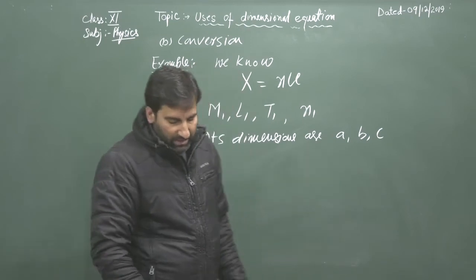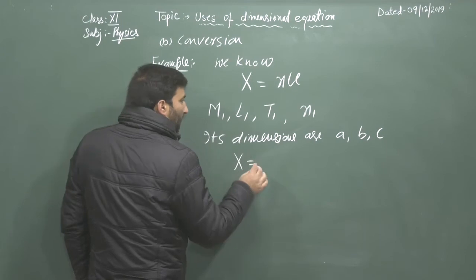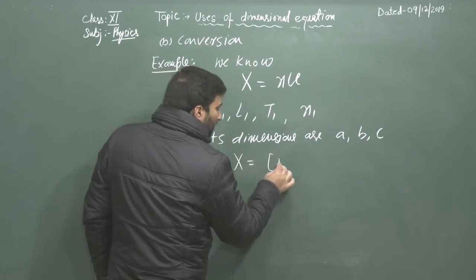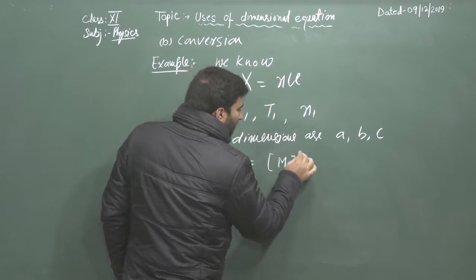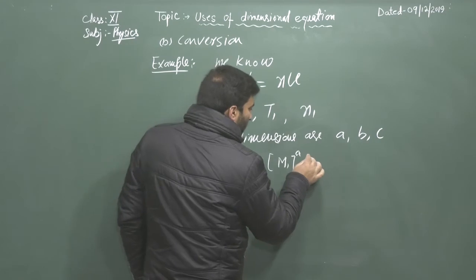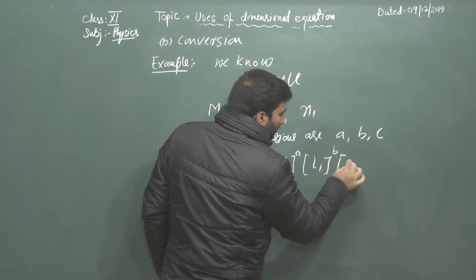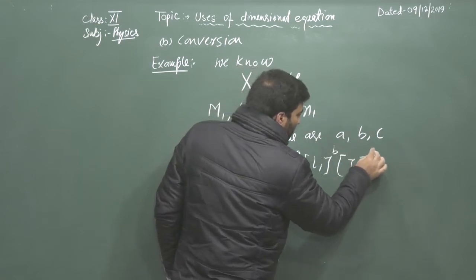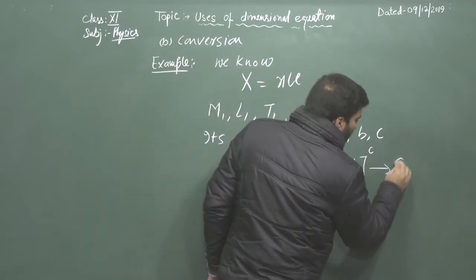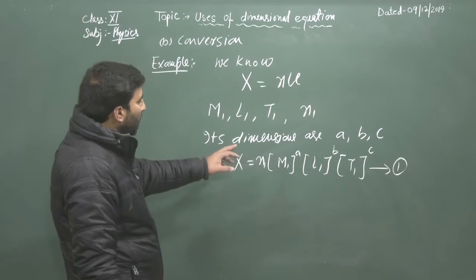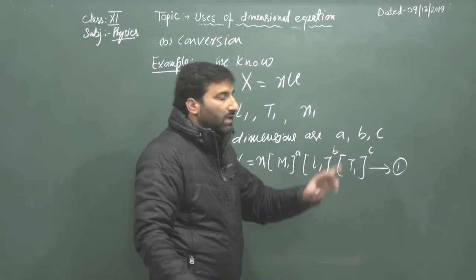So we can represent a physical quantity x as x is equal to n1 m1 A L1 B T1 C, where n1 is the numerical value. It is in one system. So the basic quantities are mass, length and time, and A, B, C are its dimensions.